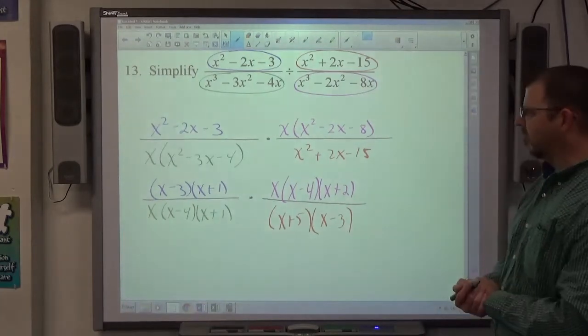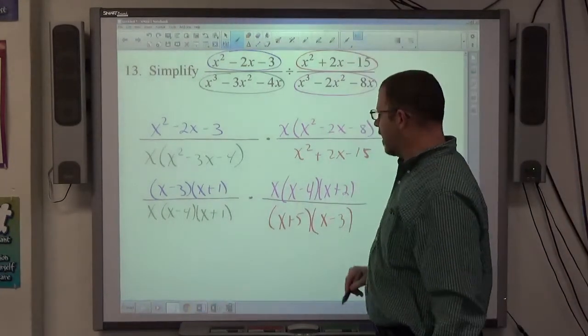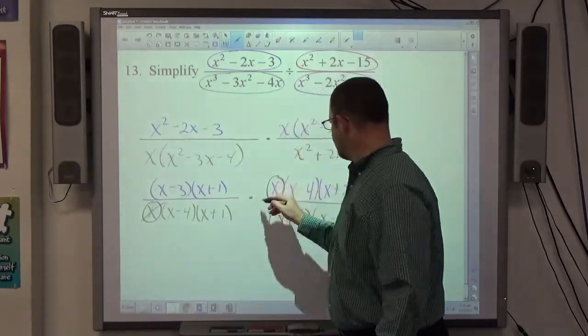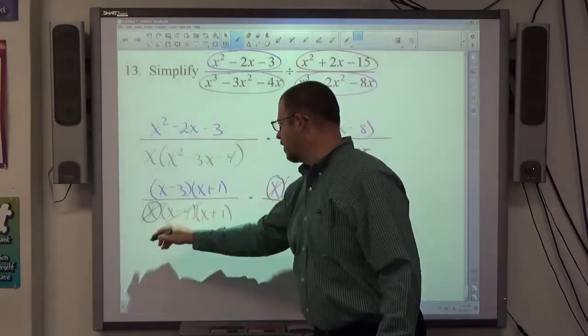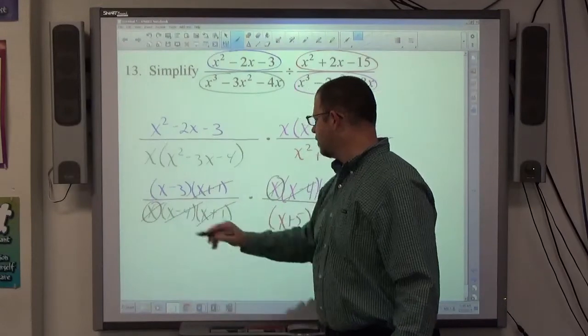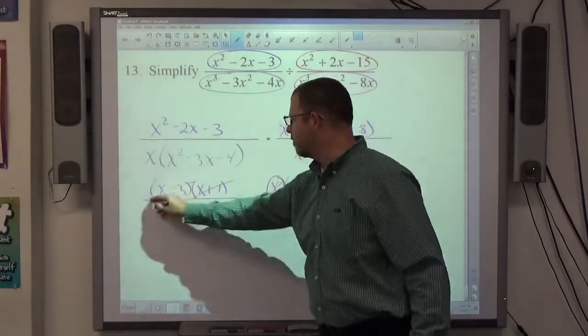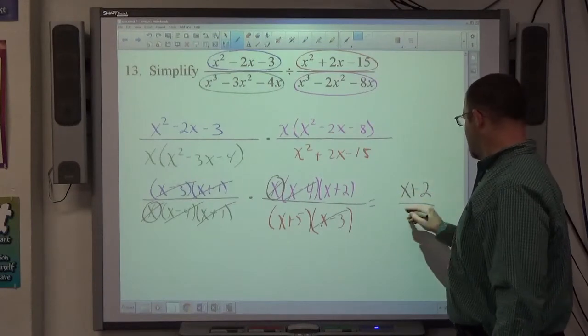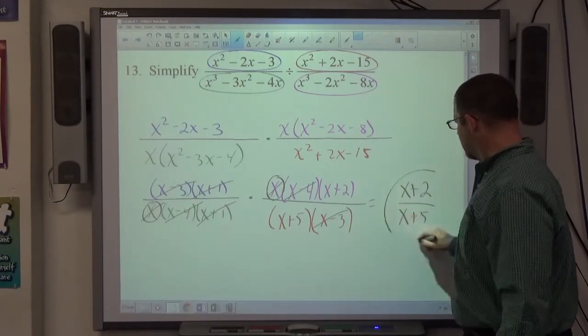So we factor everything as much as we possibly can, and then we cancel common factors. This x is exactly the same as that x, they cancel. This x minus 4 matches that x minus 4, x plus 1 matches x plus 1, x minus 3 matches x minus 3. The leftover pieces are x plus 2 on top, x plus 5 on the bottom.